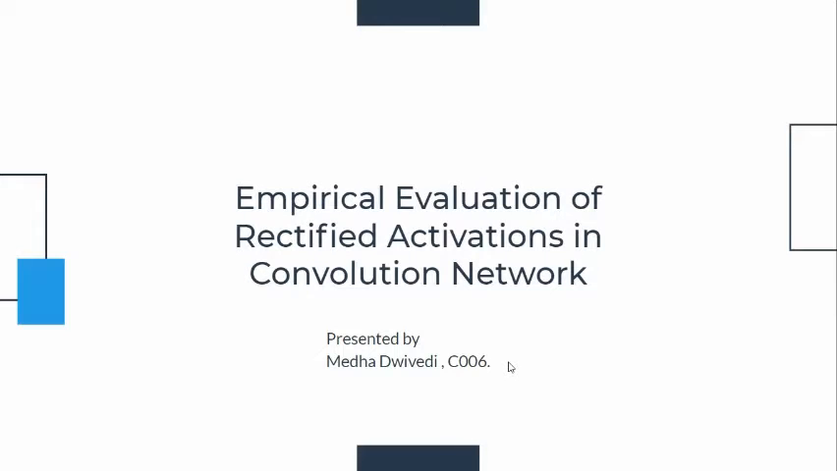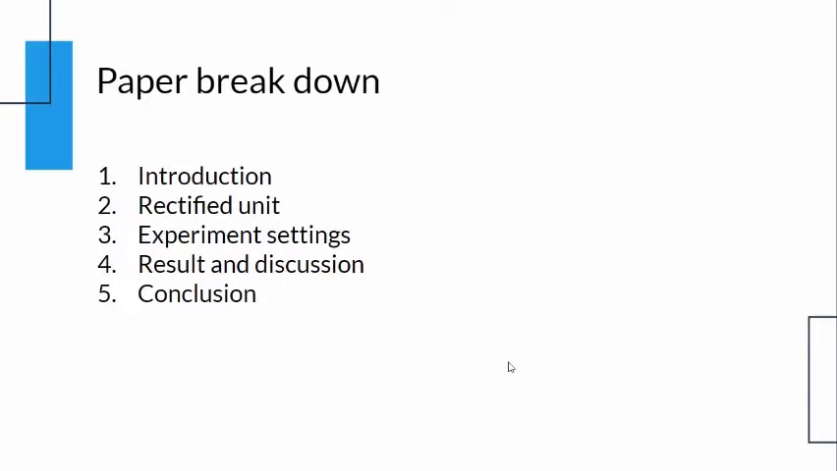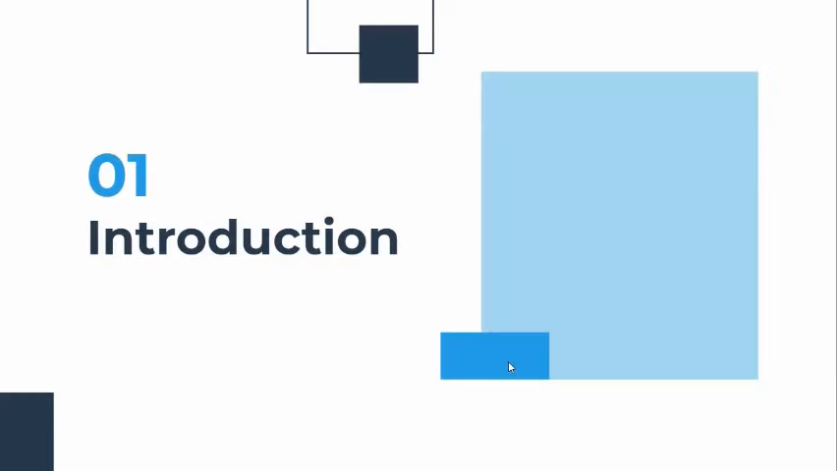Hello, my name is Medha, and today I will be presenting the paper titled Empirical Evaluation of Rectified Activations in Convolutional Network. The paper is divided into 5 parts: introduction, rectified units, experiment settings, result and discussion, and the last is conclusion. Let's begin with the introduction.